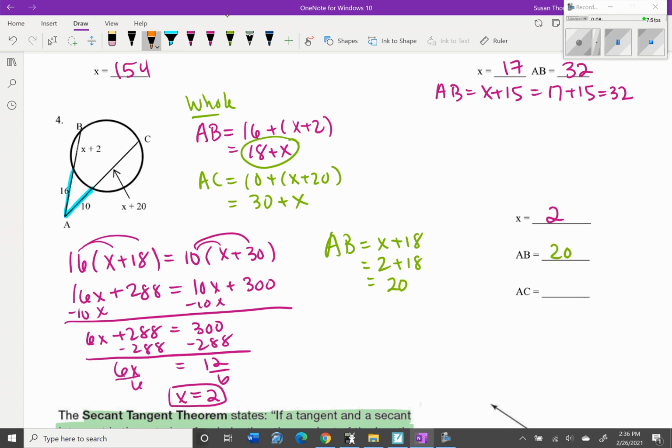And if we want to solve for AC, remember we said that was x plus 30. So x plus 30, which means we get 2 plus 30, which is 32. And those are our solutions.